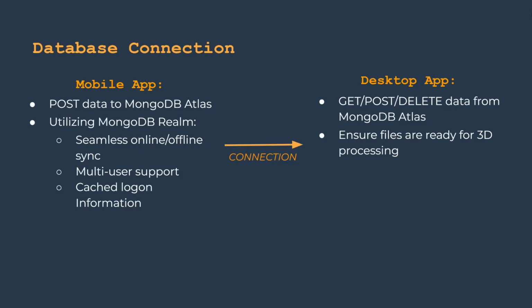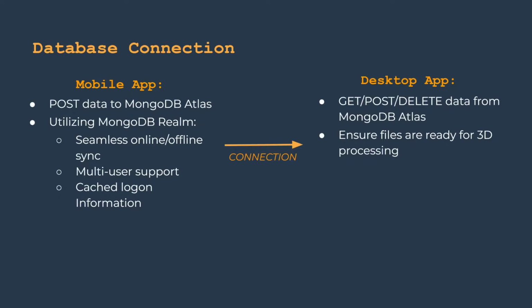For our backend database connection, we use MongoDB Atlas. We start at our mobile application, where we take information from the user capture session and we post this data to our Atlas database. This is done using MongoDB Realm, which is a mobile database platform that gives us a variety of quality of life features such as online-offline sync, multi-user support, and cache logon information.